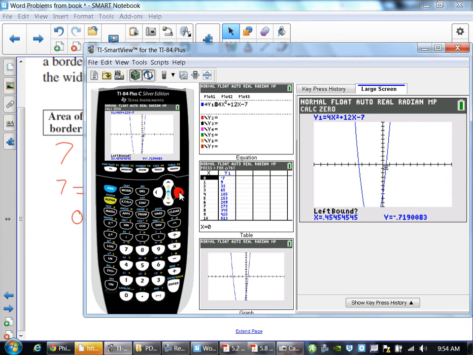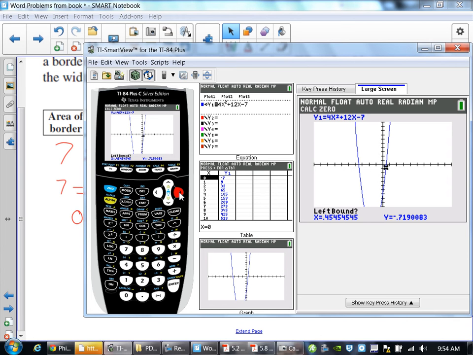My left boundary this time is going to be below it because I'm going to the right. Do you have to put the first one in first? Does it matter which one you put in first, left and right bound? Yes. If it asks for the left boundary, you have to be to the left of where it goes across. Otherwise it won't work.